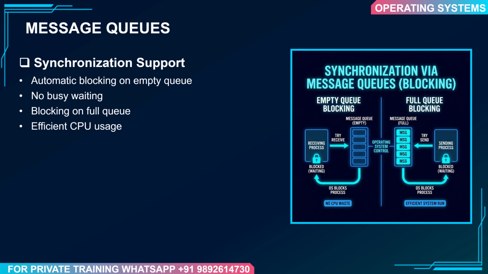Another big advantage of message queues is synchronization. Earlier, we saw that synchronization is a major concern when multiple processes are involved. Message queues help with this naturally. If a process tries to receive a message and the queue is empty, the operating system can block that process until a message arrives. The process does not waste CPU time by repeatedly checking the queue. Similarly, if the queue is full, the OS can block the sending process until there is space. This controlled blocking helps the system run efficiently.